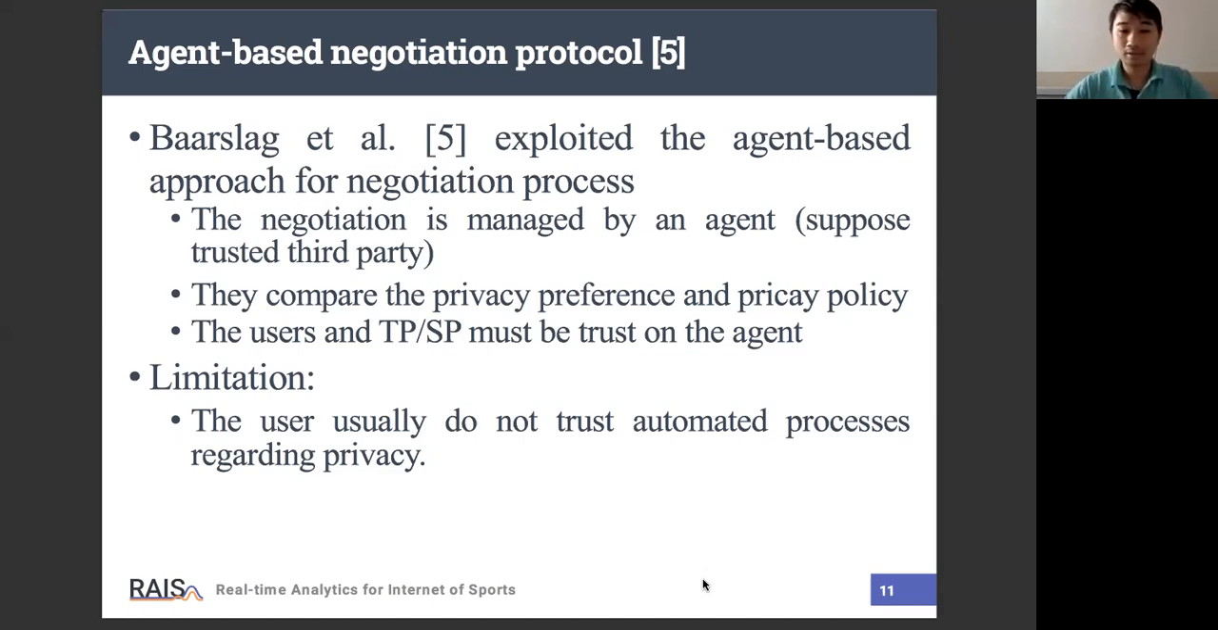So this model can work only if all users and service providers are on the agents. That is the reason why some users cannot know what happens inside the agents. That is the main limitation of this approach.